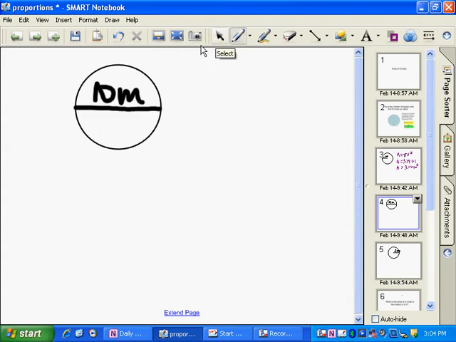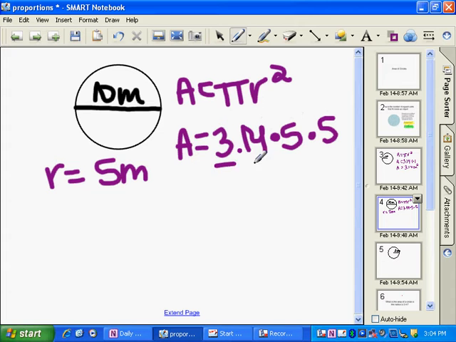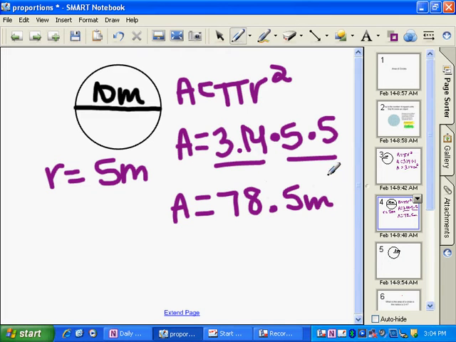All right, we've got this example here. We have a circle, and here the diameter is given. So it's important to note that the radius of this circle is 5 meters because you need the radius, not the diameter. Again, the formula is area is equal to pi r squared. My pi is 3.14, my radius is 5, and then times 5 again. I put this in the calculator, and I end up with 78.5 square meters.